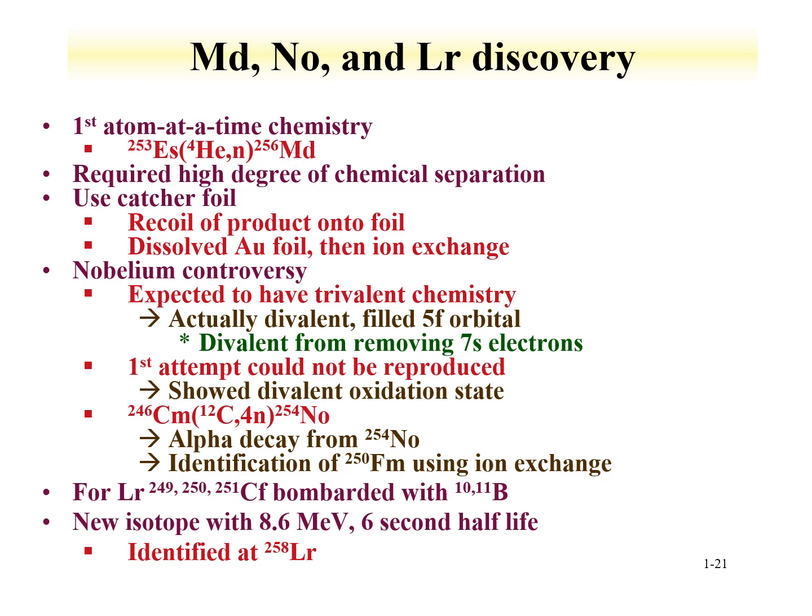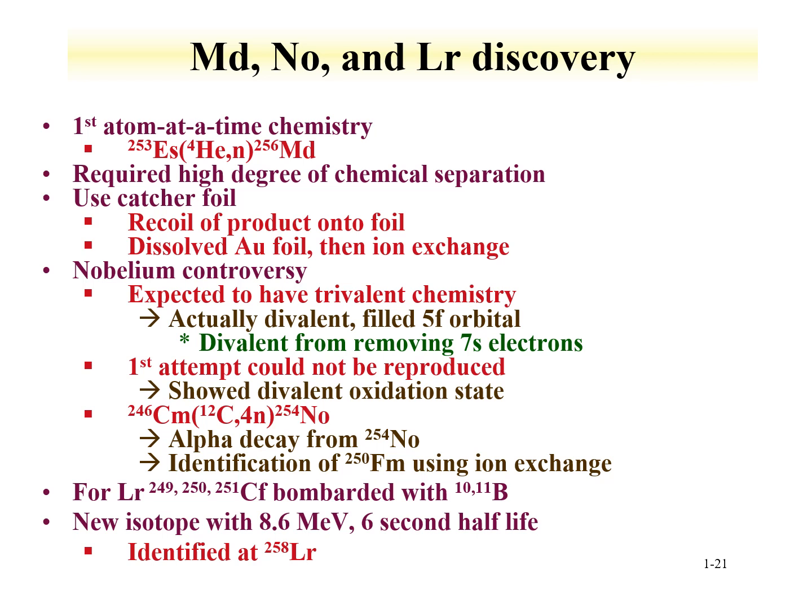What one would do is take the target, bombard it with helium nuclei, and put a catcher foil behind the target so that the recoil nucleus would go onto this catcher foil, which is usually gold. You would take that gold foil with the recoiling product on it, dissolve it in acid, then do ion exchange chemistry. There was some controversy with nobelium.